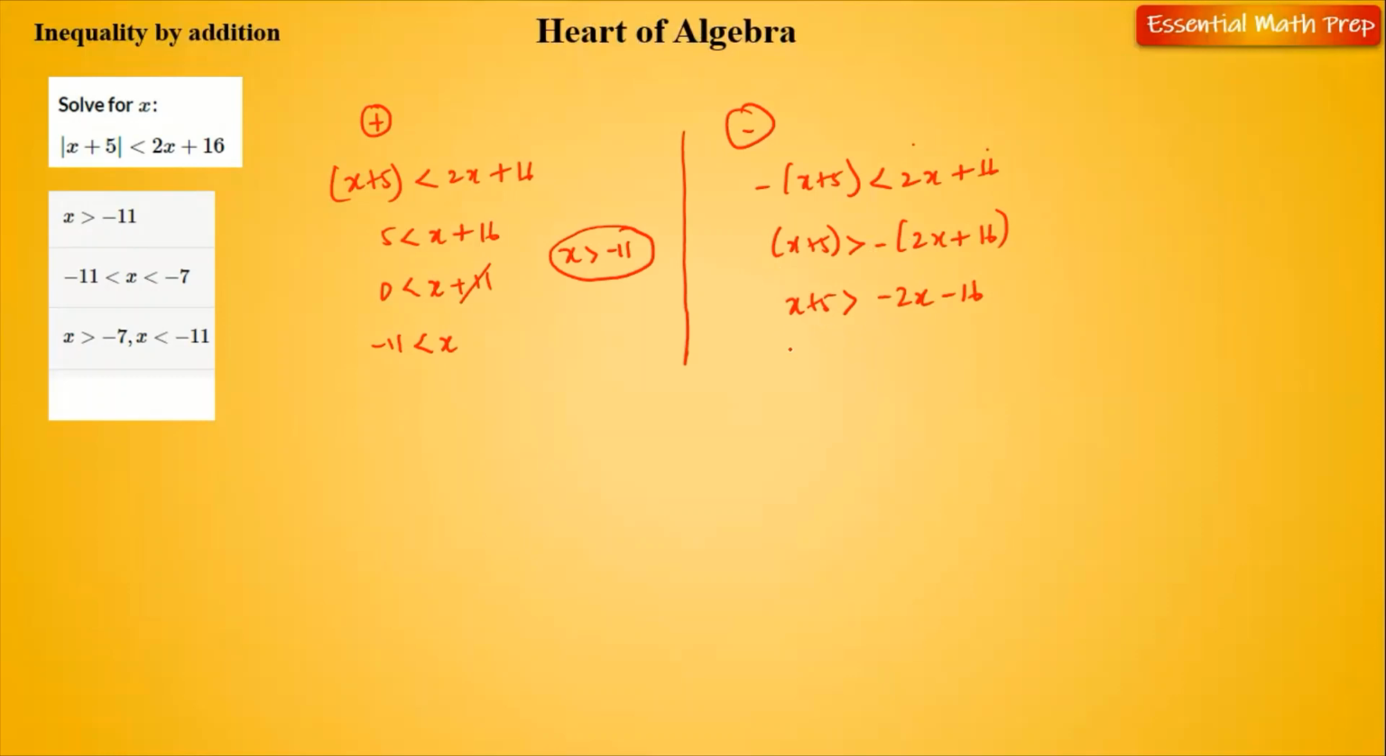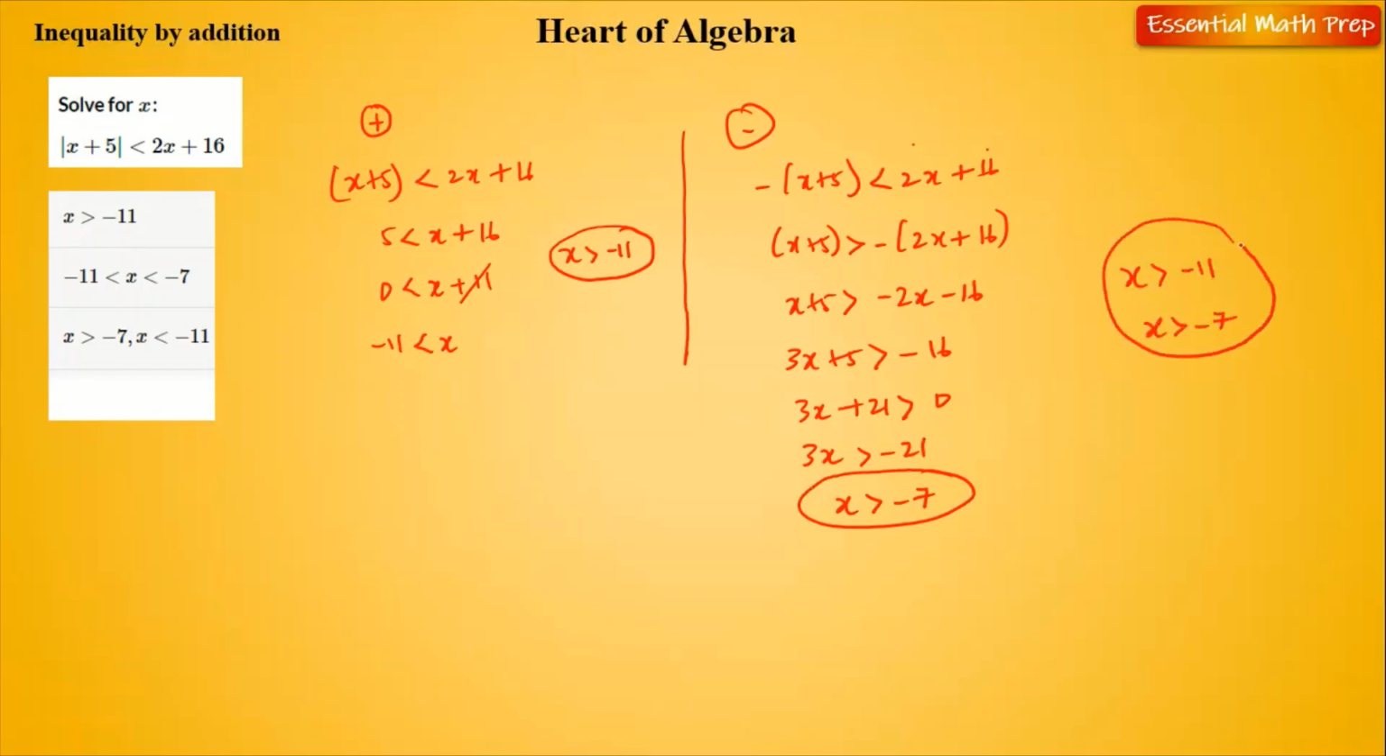We could add plus 2x on both sides, which would result in 3x plus 5 greater than negative 16. We could add plus 16 on both sides, which would result in 3x plus 21 greater than 0. We could add negative 21 on both sides, and then x is greater than negative 7. So x is greater than negative 11, x is also greater than negative 7. Is there a choice that depicts that?